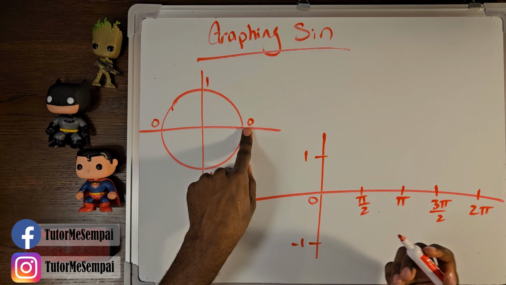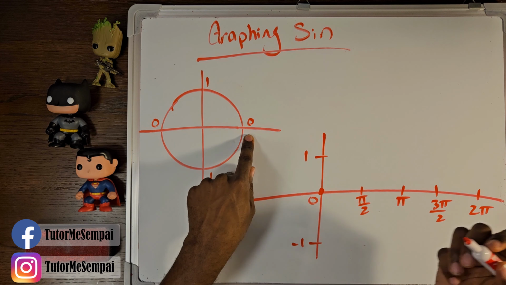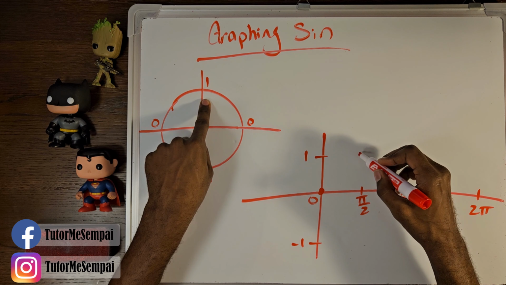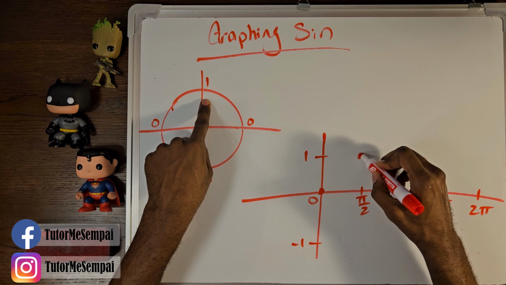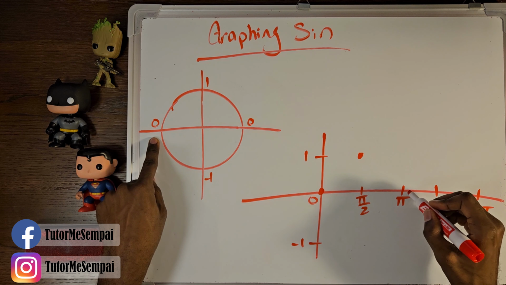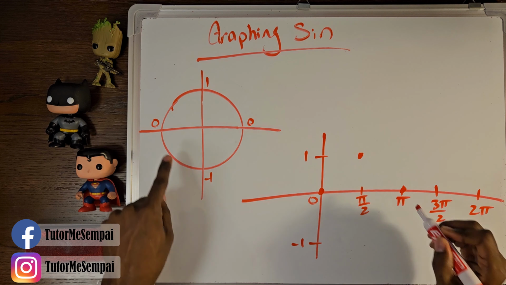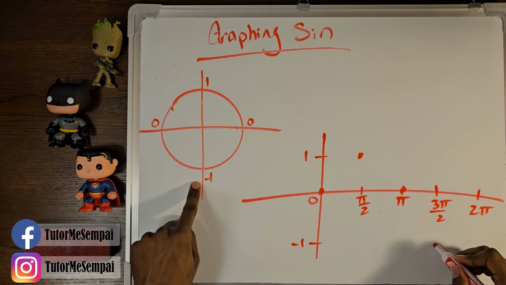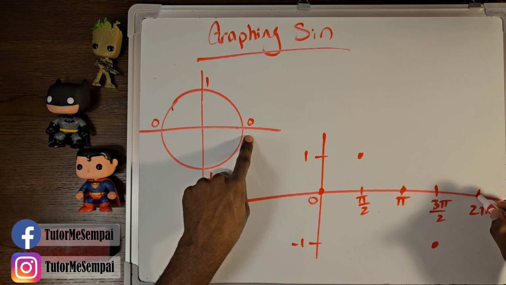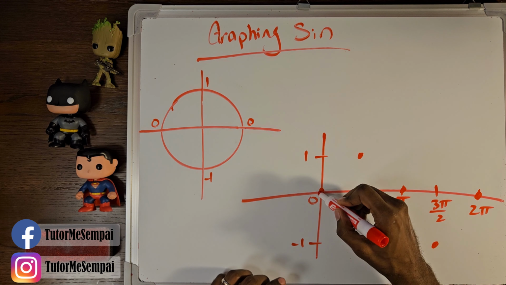So at 0, our value for sine is 0. At pi over 2, our value for sine is going to be 1, so we're going to put it up here. At pi, our value for sine is going to be back to 0, so we're here. At 3 pi over 2, we're going down to -1. And back at 2 pi, we're seeing we're at 0. So we're going to connect all these dots, and we see we have something like that.